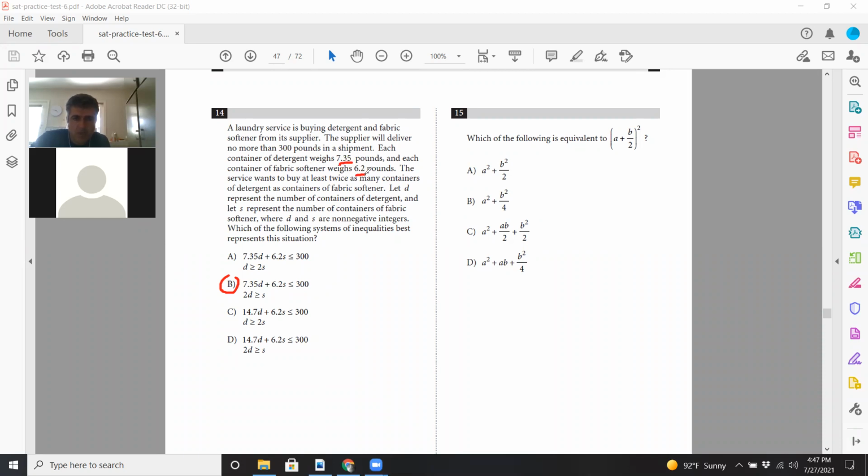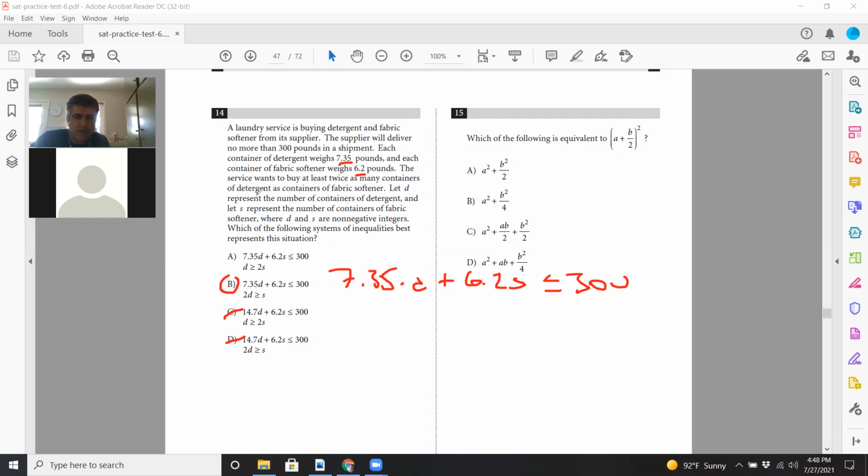D is the number of containers of detergent. S is the number of containers of fabric softener. So really, it's just 7.35 times the number of boxes of detergent, which is D, plus 6.2S. That has to be under 300. So C and D are not going to work because 14.7, I don't know, that doesn't make too much sense. Now they do kind of throw you a curveball here.